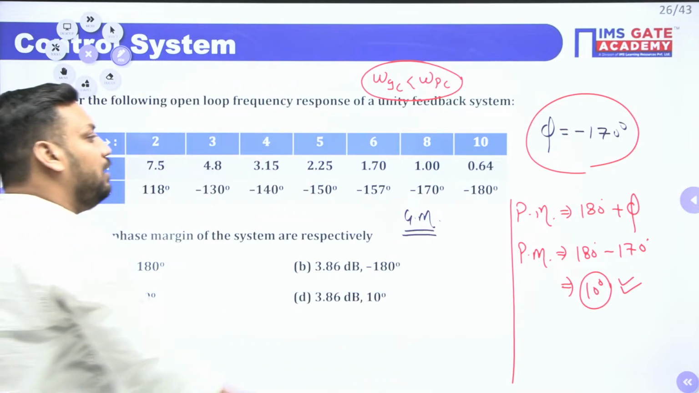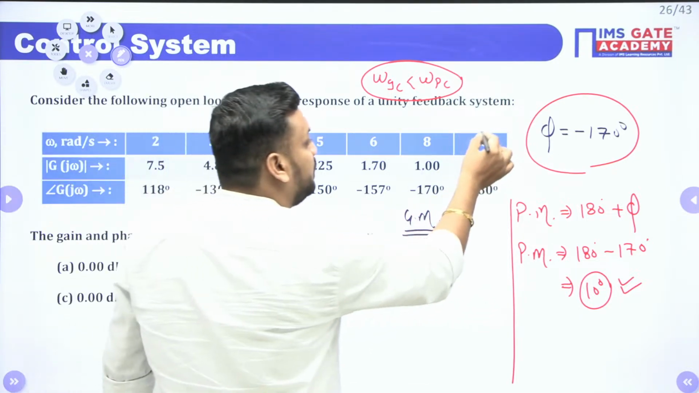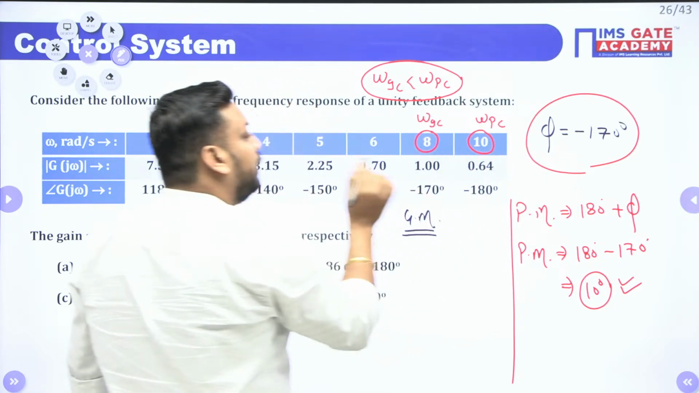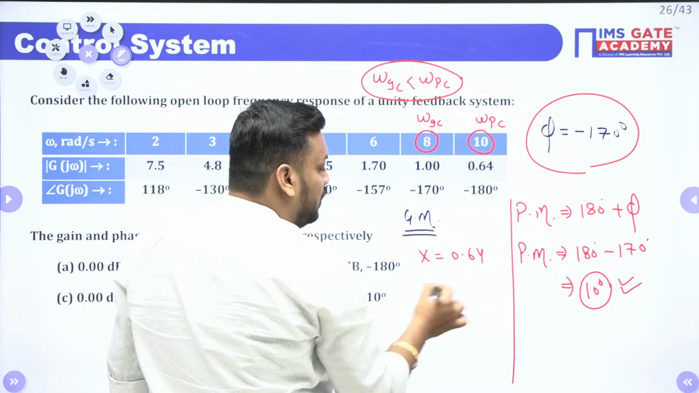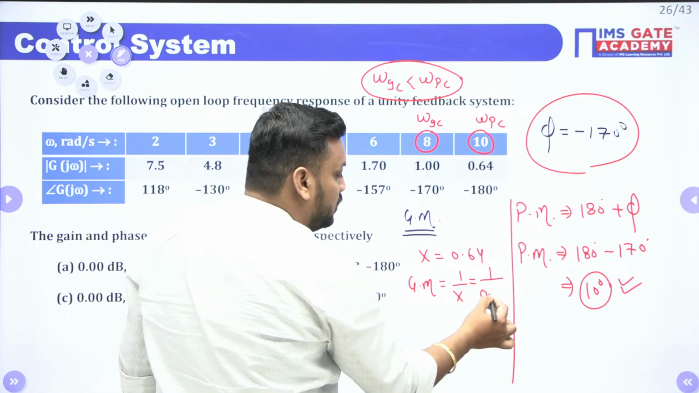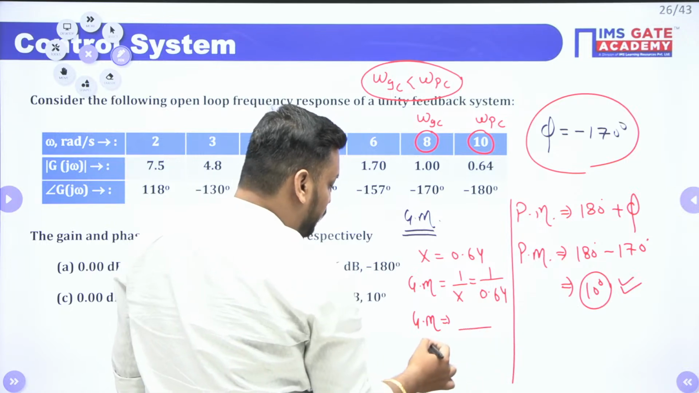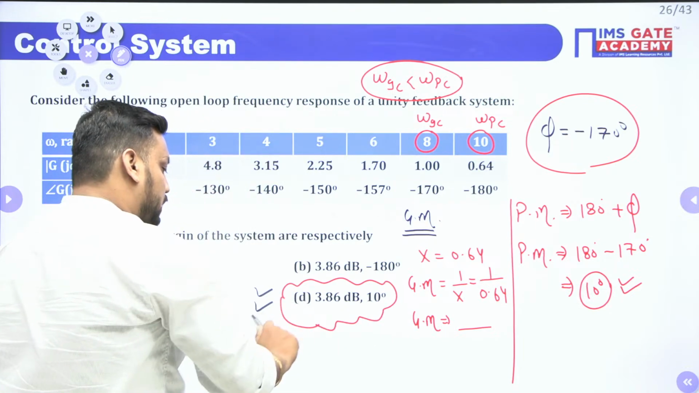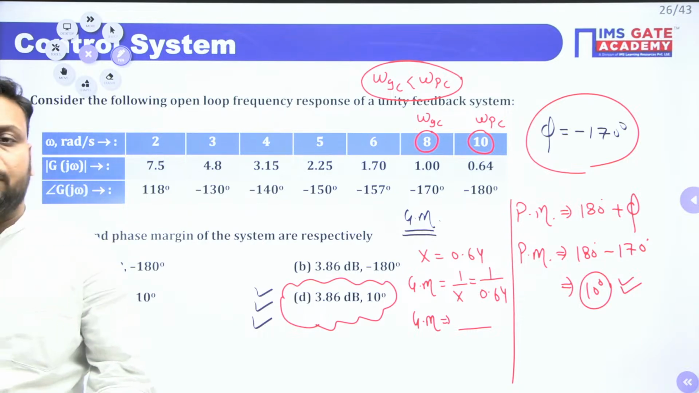So tell me, what is the value of x here? The magnitude of G(jω)H(jω) at ω_pc is equal to x. It means the x value is nothing but 0.64. What is the gain margin now? Gain margin will be 1 by x, so 1 upon 0.64. Can you please calculate this gain margin, guys? When you find it in dB, you'll exactly get 3.86 dB. That is why for this question the correct answer is option number D for Delhi.